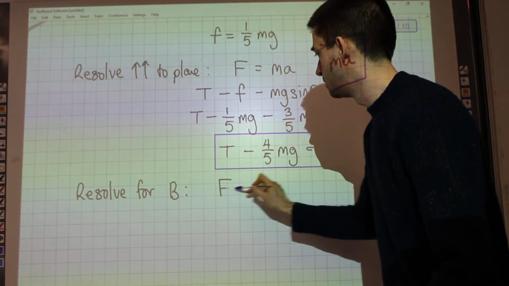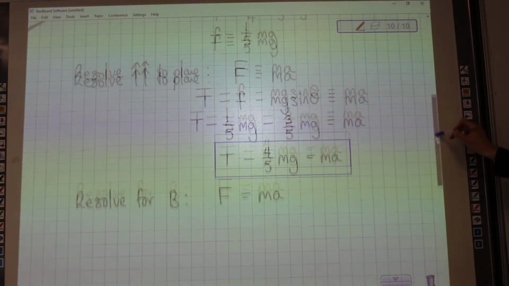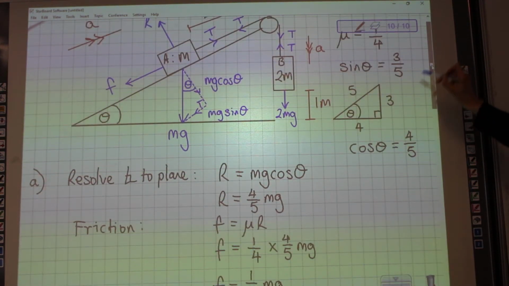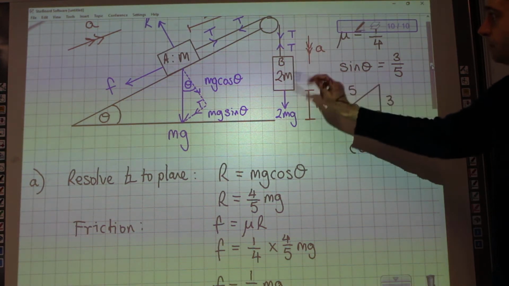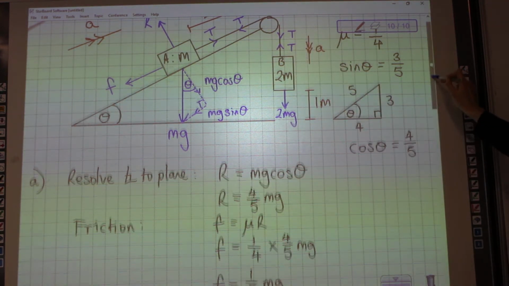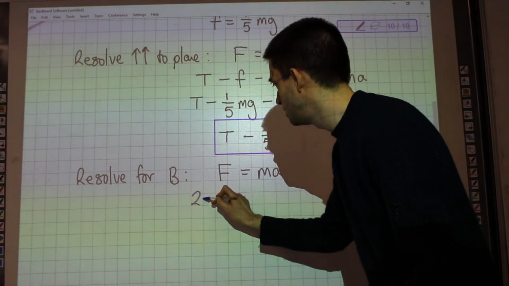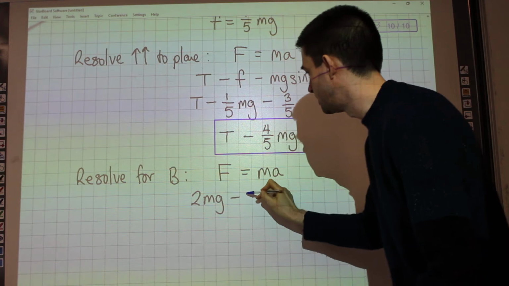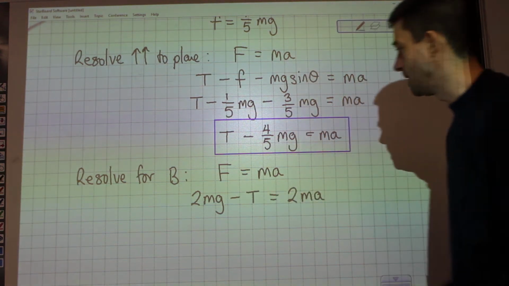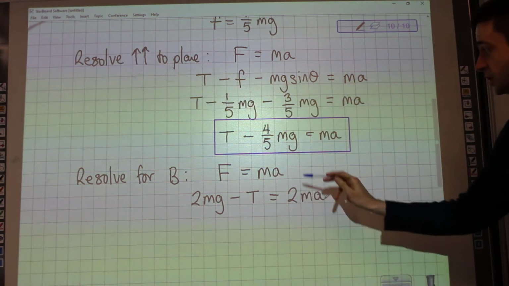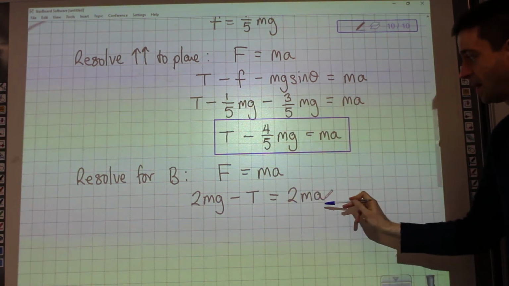The other one that I'm going to use is I'm going to resolve for particle B. Again, using resultant force equals mass times acceleration. Looking at particle B, there's only two forces acting directly on B, 2 mg going down, T going up. So the resultant force equation for B is 2 mg minus T equals 2 ma. Now that's important, mass times acceleration. The mass of B is 2m, so it's 2 ma.